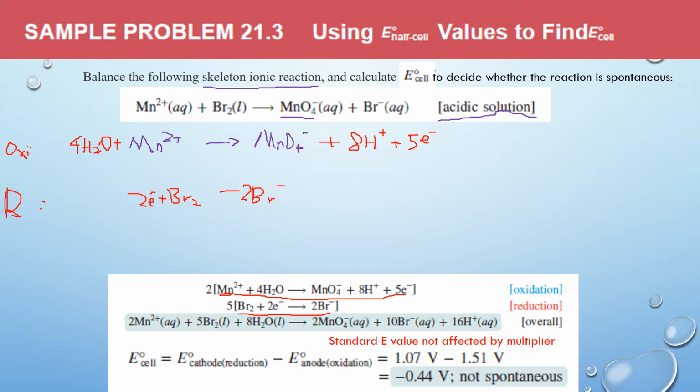So we have to add them together to cancel all the electrons. On top, we have 5 on the right, and for the second reaction, we have 2 on the left. So we have to multiply the first reaction by a factor of 2 and the second reaction by a factor of 5. Now they all have 10 electrons. That's what it does here. So you add them up and cancel all the common terms. So this is the overall reaction.